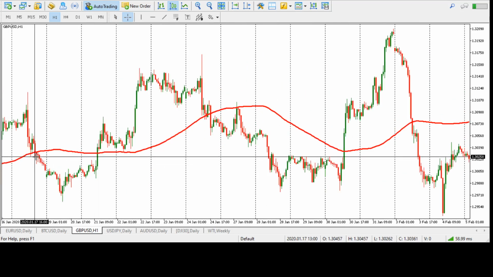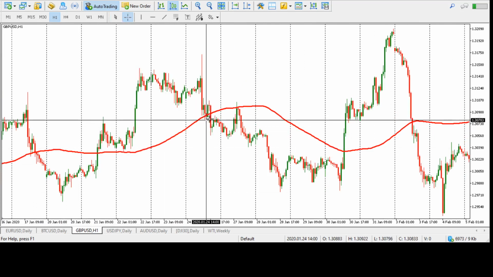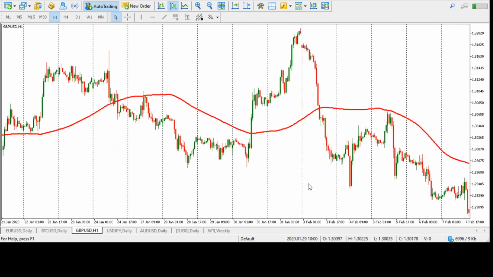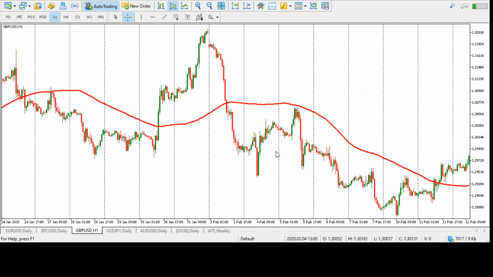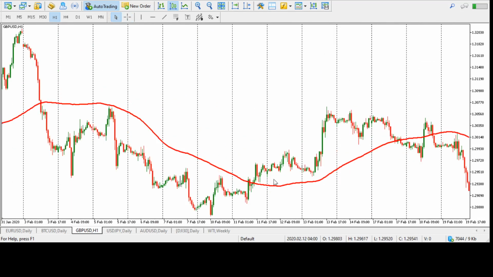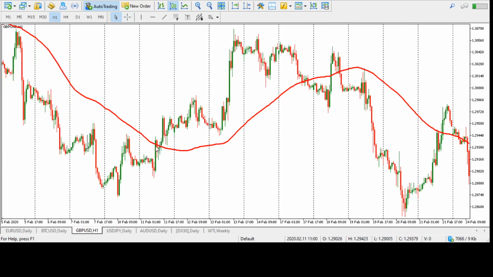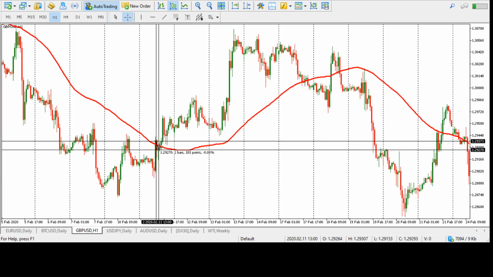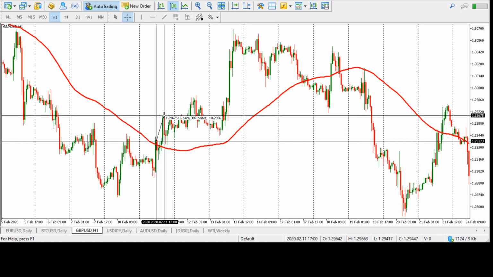Let's continue. Here we've got a sell signal, here we've got a buy signal, here a sell signal, again a secondary sell signal, here a buy signal, here a sell signal, here bouncing back from the moving average, again a sell signal, and so on. Here we've got a buy signal. Here, because this bar closed above the moving average, we may take a long position.